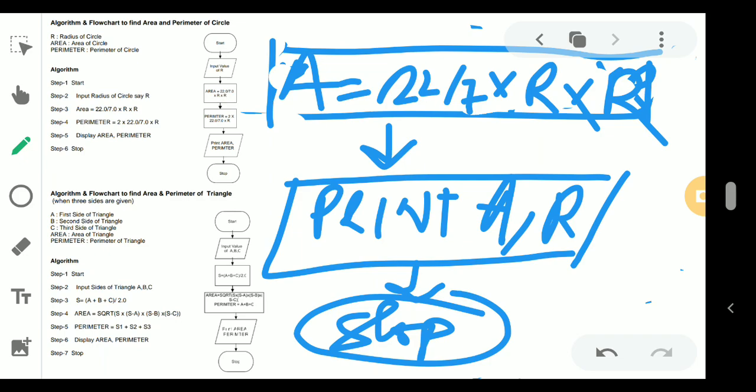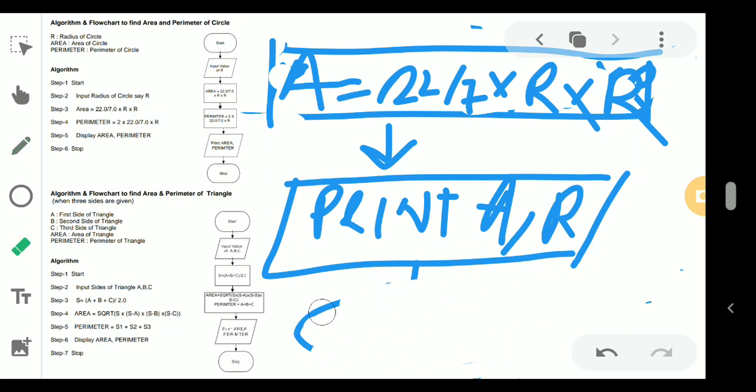Previously I had written it in a parallelogram, that's a mistake. We have to write it in a process box. I hope how to write the algorithm and flowchart for the perimeter of a circle is clear to you. Now we will proceed to the next one, that is for a triangle.